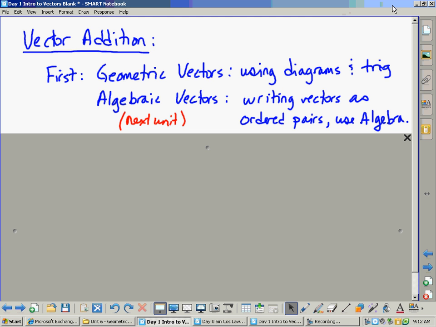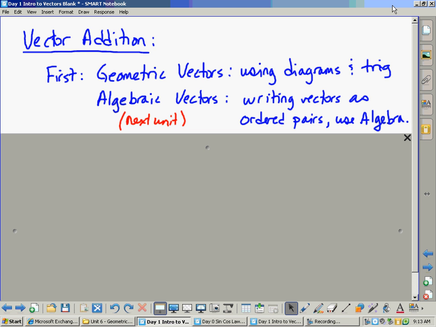Okay, so this is where the math is going to kick in when we start talking about vector addition, because vectors represent real-life forces and directions and velocities and all that sort of stuff, and so we want to start asking questions about them. What happens when you take two forces and add them together? What's the result?